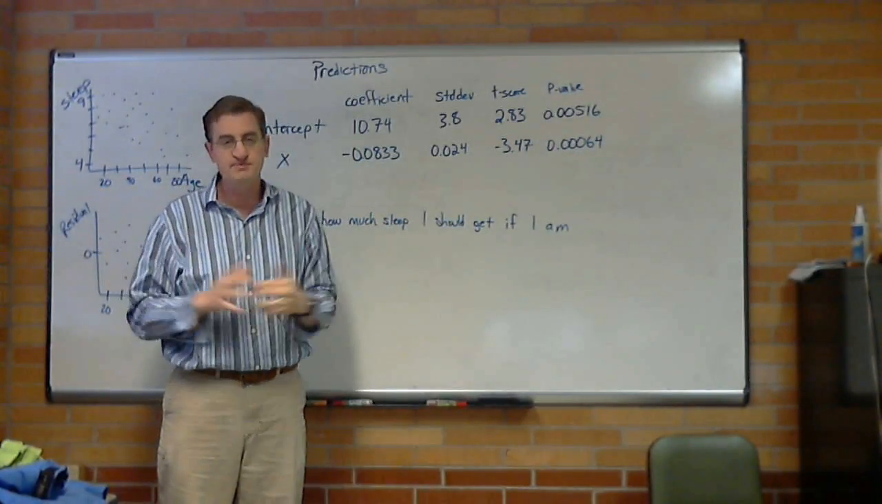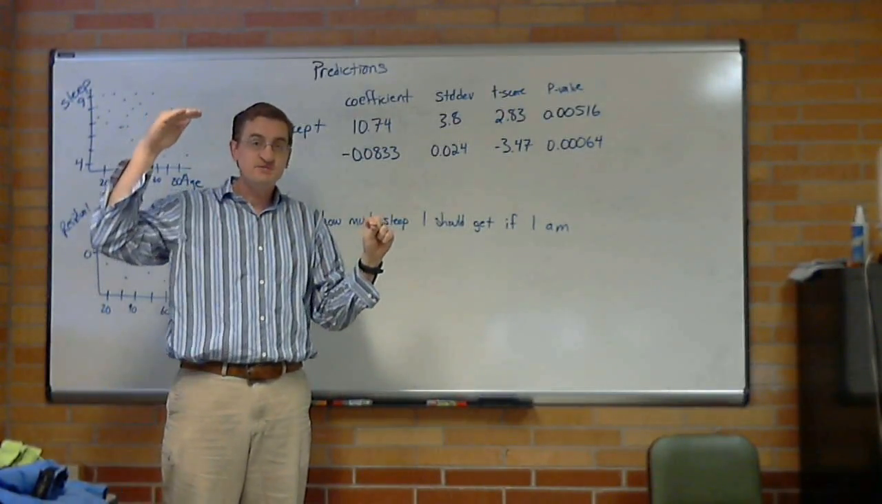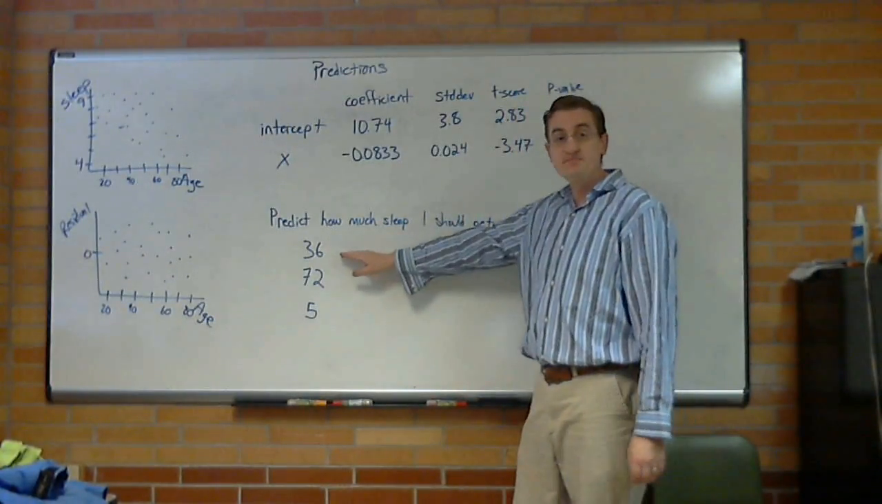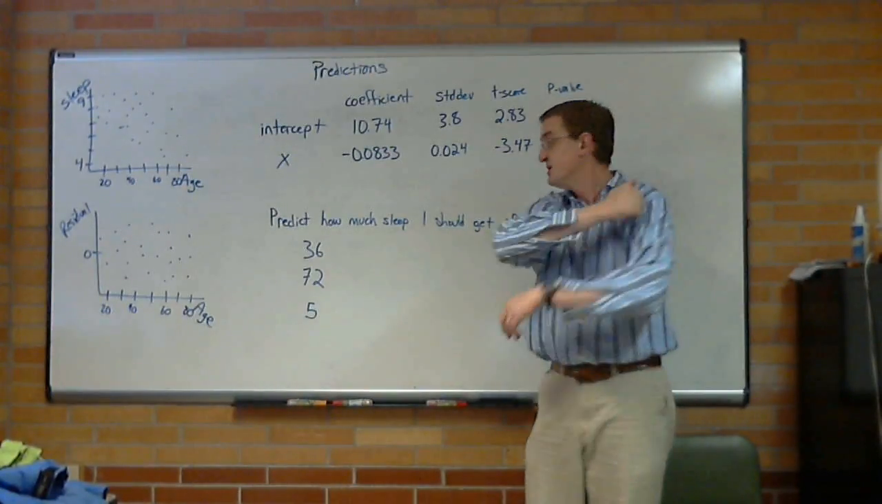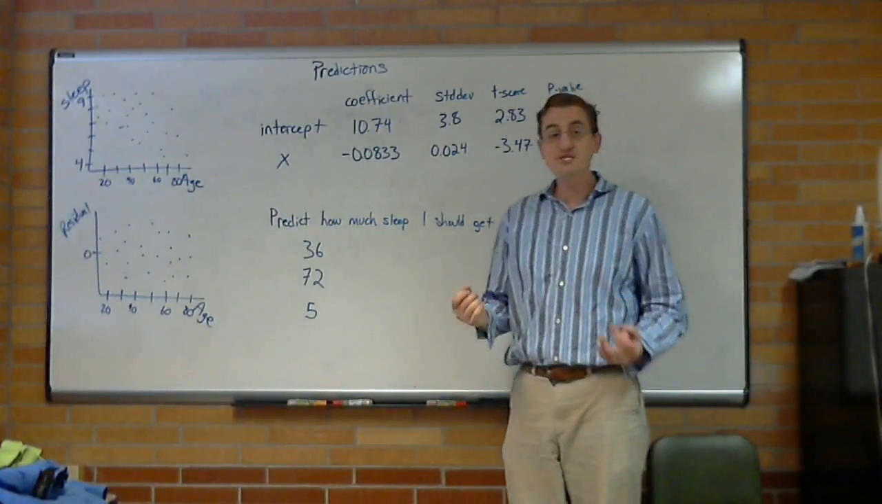Now, I made these numbers up, but what we're saying is as you get older, the amount of sleep you get drops. And I want to try to predict how much sleep you should be getting if you are 36, which I happen to be, or if you were 72, or a 5-year-old. So how do we do a prediction equation?